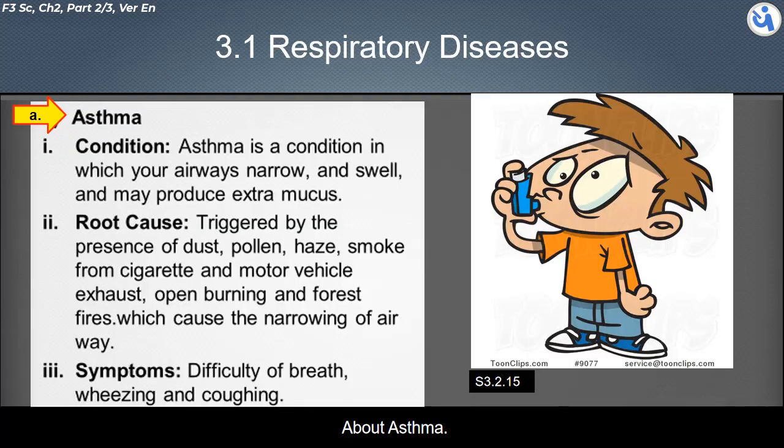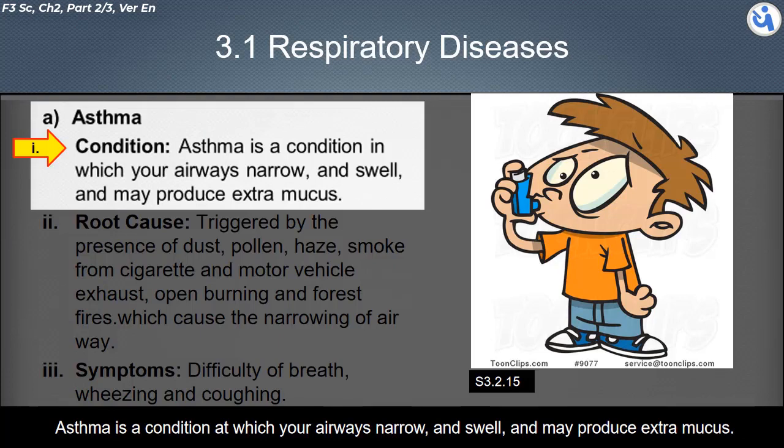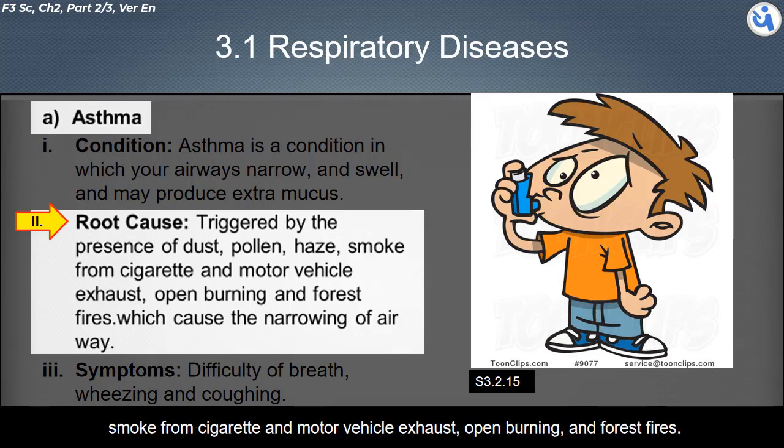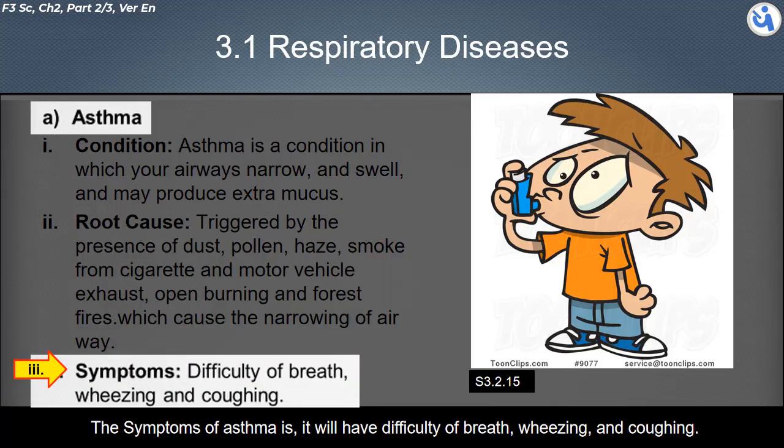About asthma. Asthma is a condition in which your airways narrow and swell and may produce extra mucus. Asthma is triggered by the presence of dust, pollen, haze, smoke from cigarettes and motor vehicle exhaust, open burning, and forest fires. The symptoms of asthma are difficulty in breathing, wheezing, and coughing.